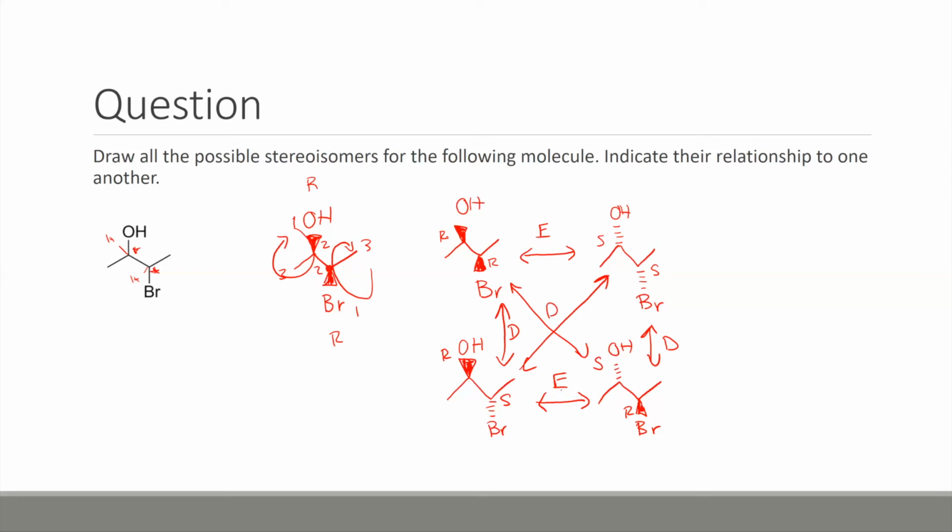So here are all four of our possible stereoisomers, and we've drawn out the four different combinations, and we've shown which ones are enantiomers of each other and which ones are diastereomers of each other. Now here you'll notice that this molecule does not have any plane of symmetry, so there are no meso compounds.